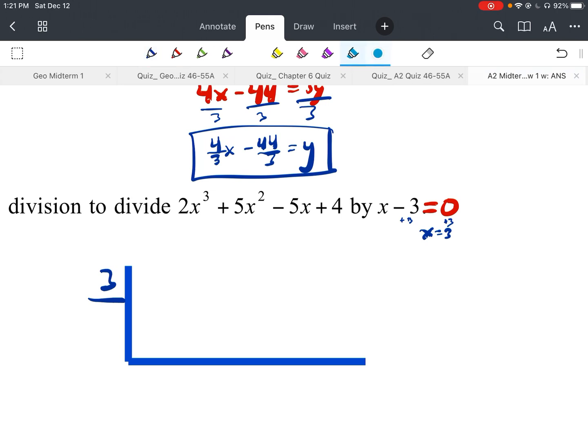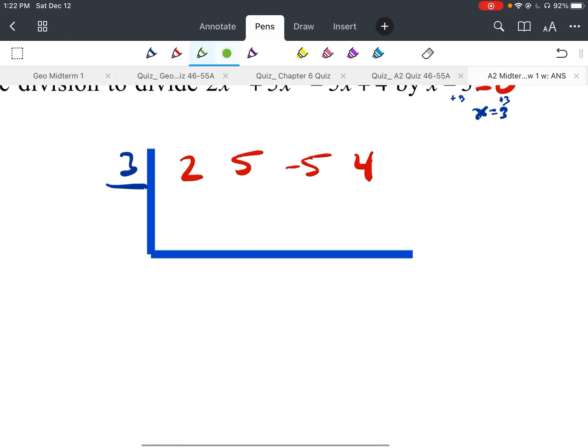Okay, now put all your other numbers in. Things to check for: count down your x's. So 3, 2, 1, 0. Boom. This is looking good. Now put your coefficients in: 2, 5, -5, 4. And once you get this set up, it is so stinking easy. Okay? Drop a 2. All right, 3 times 2 is 6. Now add those up. That's 11. 3 times 11 is 33. Okay? Now add those up. 33 and -5 is 28.